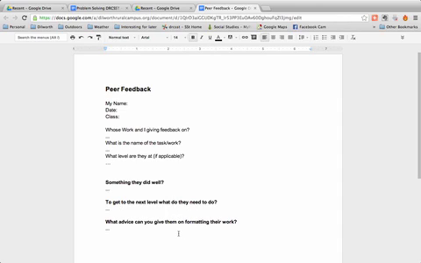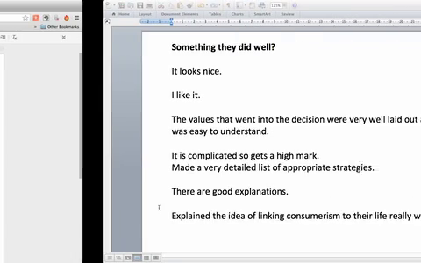And what advice can we give them on formatting their work? That is about giving them an idea to make it easier to read for next time. If someone was going to read their next piece of work, what would make it easier for them to read and assess? Let's have a look at a couple of examples for these three.